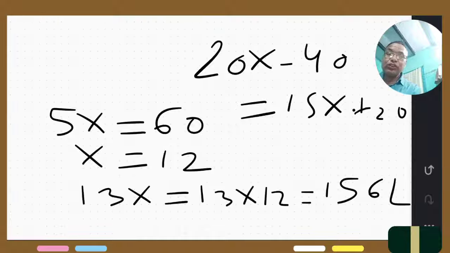So that way we can solve this question. Since we are showing the complete solution, it may take time, but when we are in the practice, it will not take time. So please do practice.